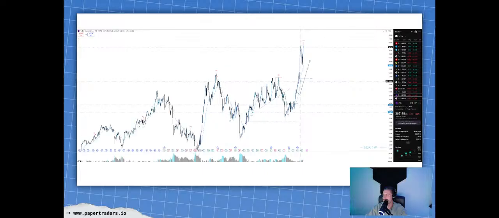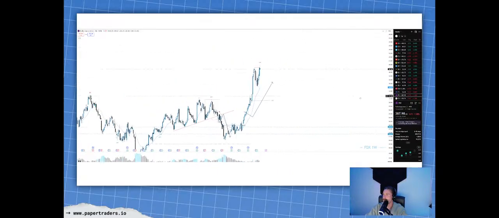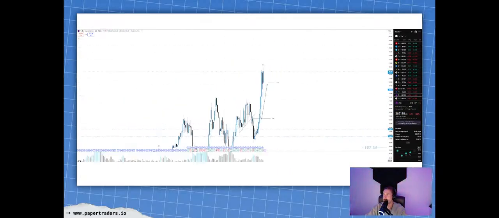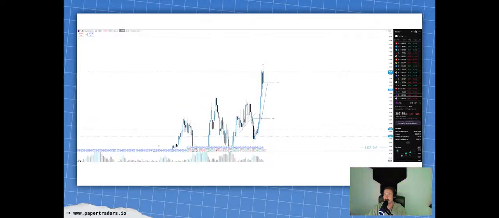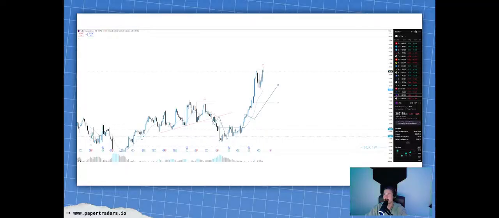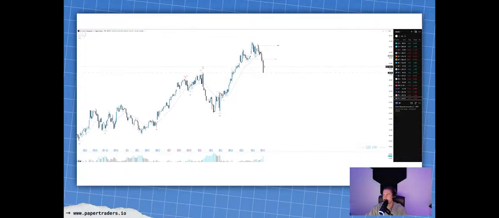Ooh, actually, look at FedEx weekly. A little SFP on there. Yeah, that's nasty. And monthly if they close it like that. Let's see what they give us here.